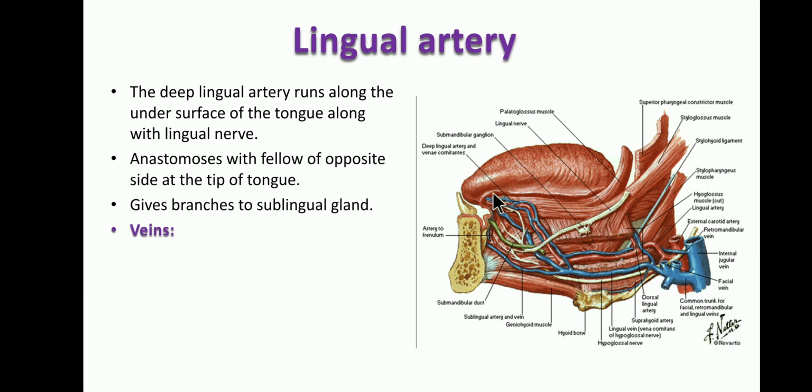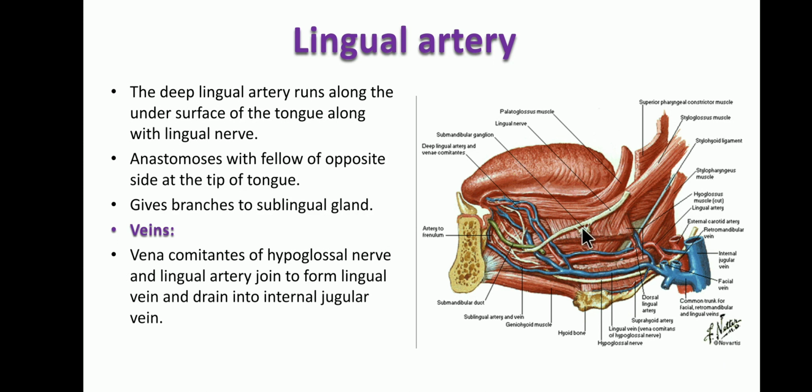So a pair of venae comitantes accompany the deep lingual artery. A pair of venae comitantes accompany the hypoglossal nerve. All these veins, venae comitantes, unite to form a lingual vein, which drains into the internal jugular vein.